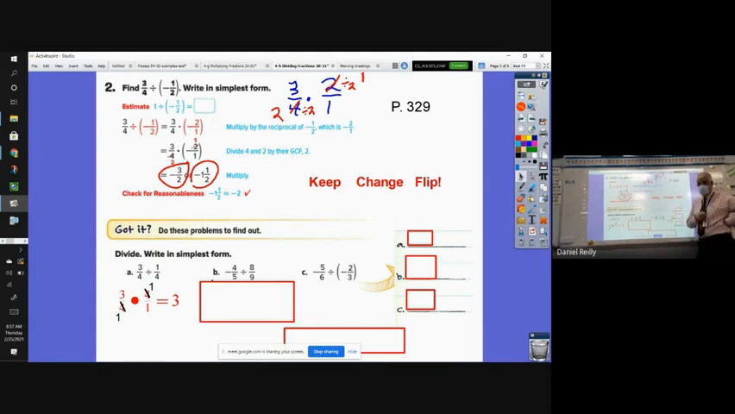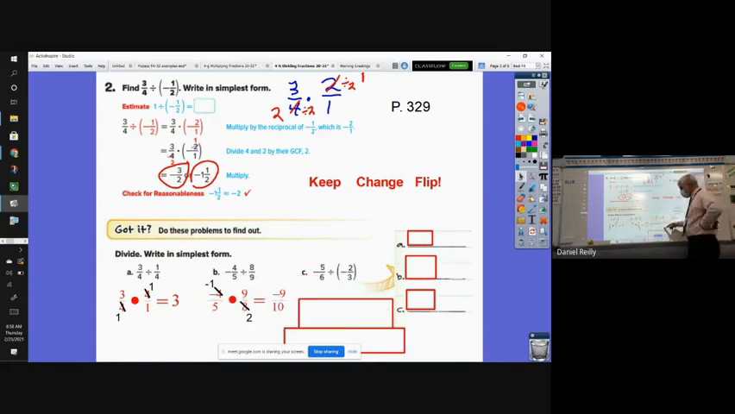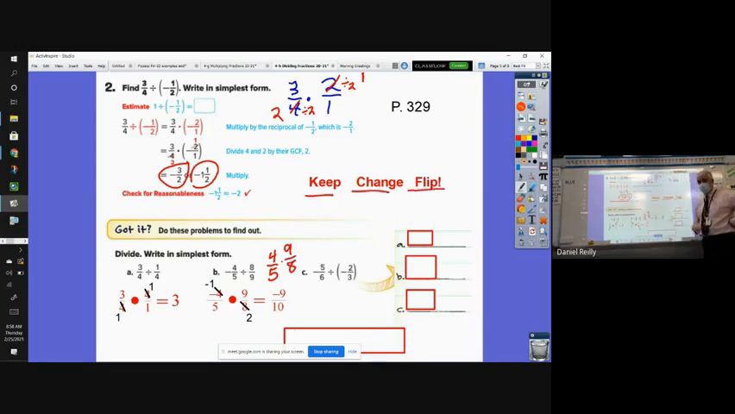Keep, change, flip. That's division. Keep -4/5. Change division to multiplication. Flip the second fraction. This one flips to 9 over 8. So it's 4/5 times 9 over 8. Keep, change, flip.